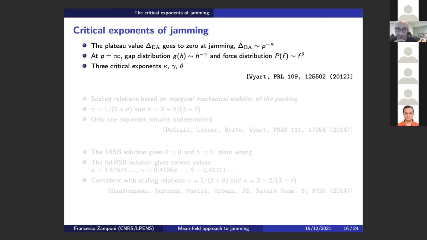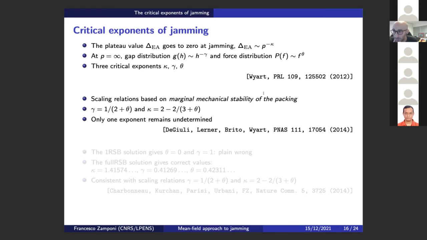And also he found that if you look at the distribution of gaps between particles, I will come back to this in a second, then you get a power law. And if you look at the distribution of forces between particles, then you also get a power law. So you have all these exponents. And actually, again, Mathieu Wyart and co-workers found that there were scaling relations between these exponents that they could derive based on this idea of marginal stability and isostaticity of the packing. But there are two scaling relations, so one exponent remains undetermined by the scaling theory.